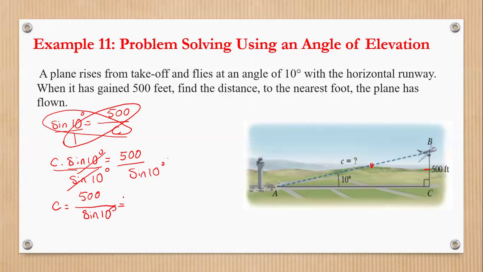So 500 divided by the sine of 10 degrees. And the answer is 2,879. And since it says to the nearest foot, I don't need the decimal part. And that's my final answer. The distance that the plane has flown is 2,879 feet.